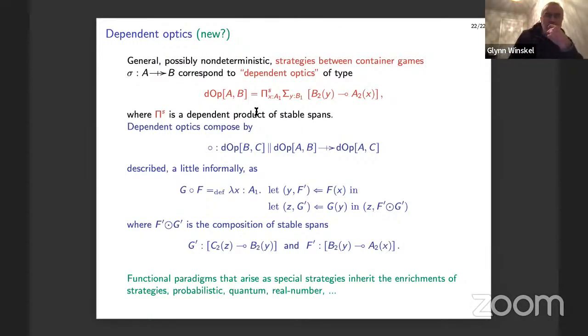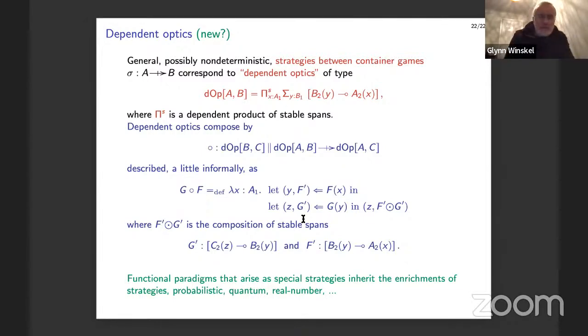I won't go into it, but I'm borrowing some notation because of the closeness between stable spans and profunctors, and the fact that profunctors are like a kind of Kleisli map. I can borrow some of the notation of Eugenio Moggi in order to give a somewhat informal explanation of how you compose these things. But anyhow, in this case, one finds a characterization of non-deterministic strategies between container games as a kind of dependent optic. This possibly is new, I don't know.